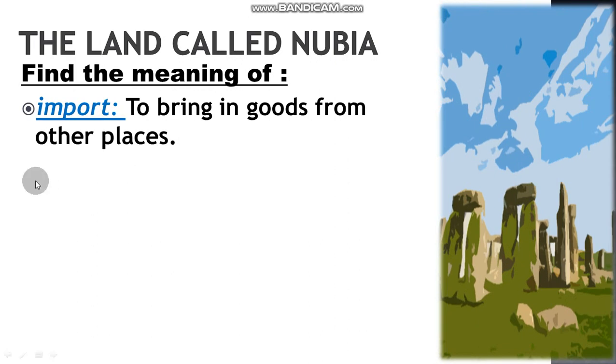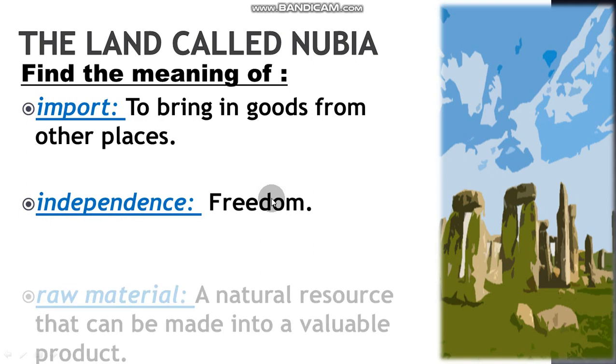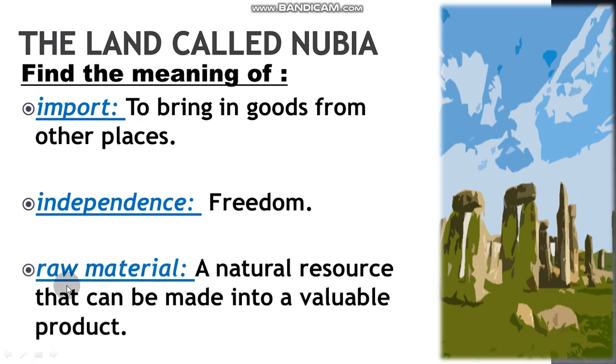We have more vocabulary. The next word is import. What's to import something? To import something means to bring in goods from other places. It's the opposite of export. Next, independence. Independence is freedom. And your last word for today is raw material, which is a natural resource that can be made into a valuable product. Okay, that's all for the vocabulary for today.